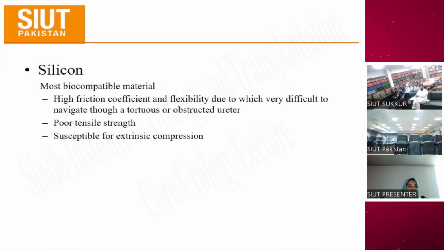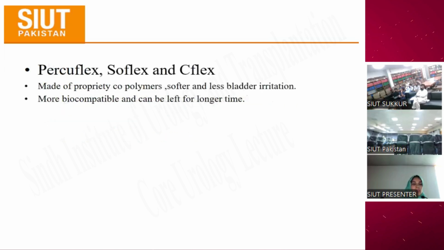Silicone is the most biocompatible material. It has a high friction coefficient and flexibility, due to which it is very difficult to navigate through a tortuous or obstructed ureter, and it has poor tensile strength, making it susceptible to extrinsic compression. That's why it's not an ideal material for DJ stents. Others are Percuflex, Softflex, and C-flex. They are made of copolymers, are softer with less bladder irritation, are more biocompatible and can be left for a longer time.